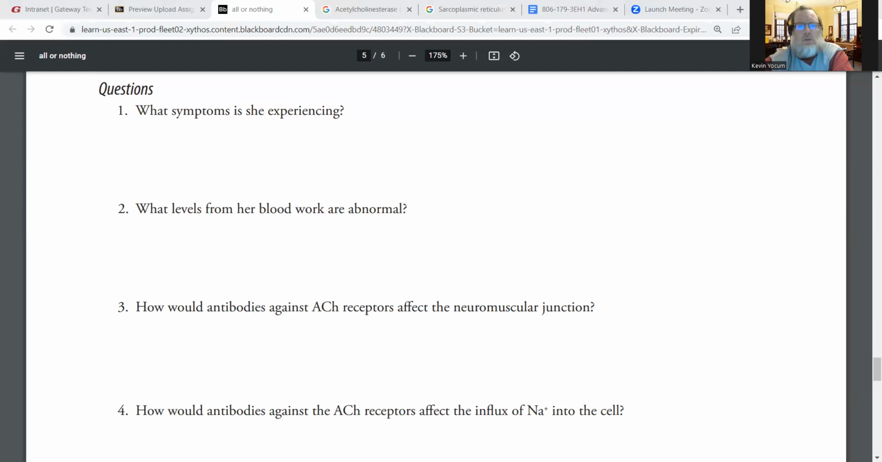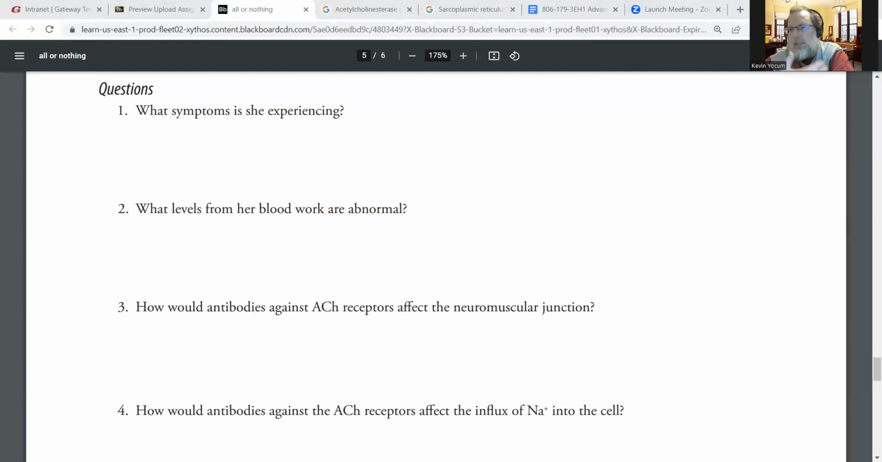So number three, the antibodies against ACH receptors, again, they're going to inhibit acetylcholine from attaching to the postsynapse or to the muscle. Thus, it is going to inhibit the triggering of a muscle contraction. Now, is this like all or nothing? It's a complete shutdown? Probably not. There are gazillions of acetylcholine receptors on just one muscle. So the antibodies are likely not completely covering up.